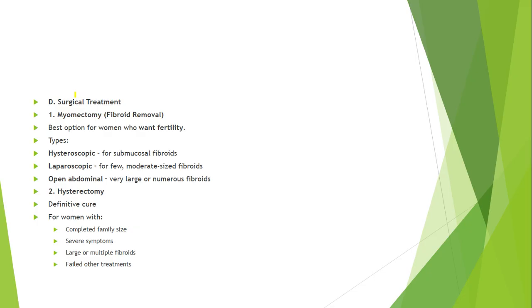So next is surgical treatment. First is myomectomy, that's fibroid removal. The word myomectomy is derived from leiomyoma, which is the removal of fibroids. Best option for women who want fertility. We have different types of myomectomy. First is hysteroscopic for submucosal fibroids, laparoscopic for few moderate sized fibroids, open abdominal for very large or numerous fibroids.